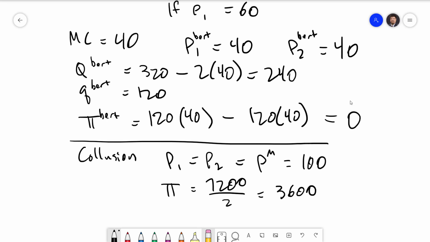In the next video, we are going to wrap up our discussion of oligopolies by looking at what happens when the firms no longer have equal marginal costs.